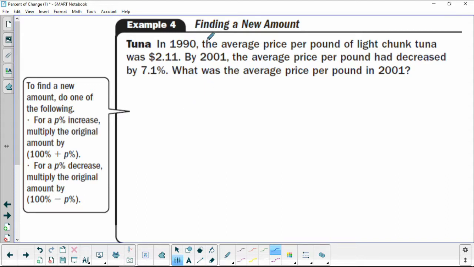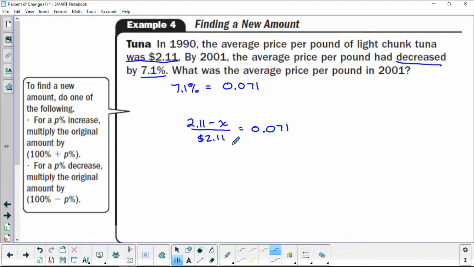We can use this information to find a new amount. It says in 1990, the average price per pound of light chunk tuna was $2.11. The average price had decreased by 7.1%. So 7.1% is 0.071. The price was $2.11. That was higher than the new price. The difference divided by $2.11 would give you this decimal, 0.071.